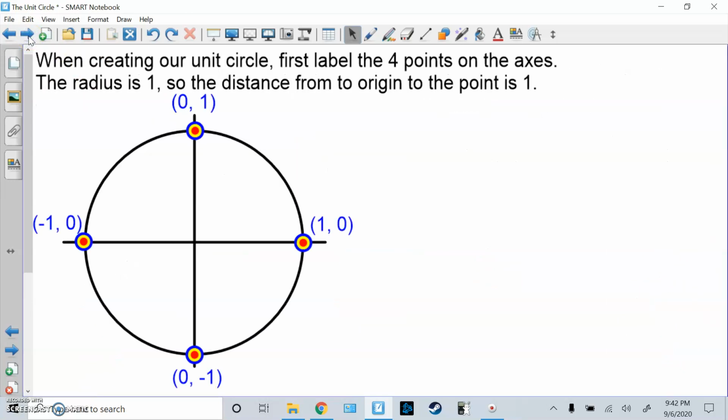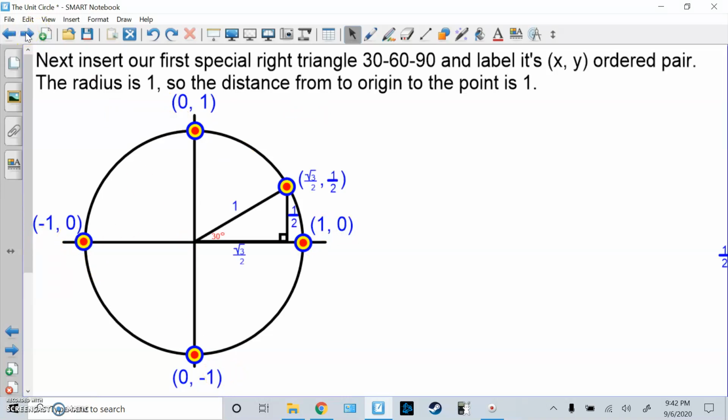So when we're creating the unit circle, first we have the 4 points on the axes. The radius is 1, so the distance from the origin to here is going to be 1. So (1, 0), (0, 1), (-1, 0), (0, -1). Then we're going to put our first special right triangle, the 30-60-90, and label its x, y ordered pair. So this is the point right here. How far right do we go? We went from (0, 0), went right root 3 over 2, and we went up 1/2.